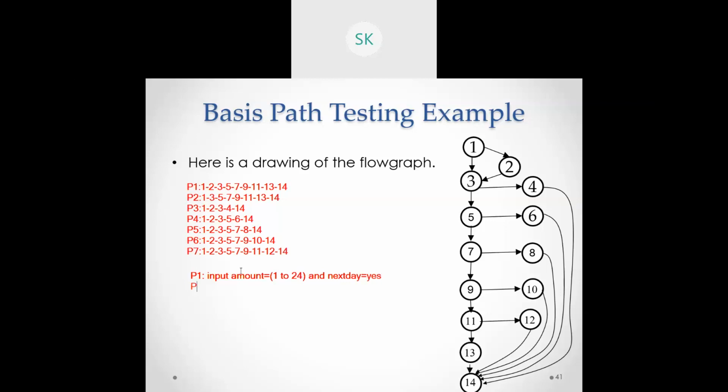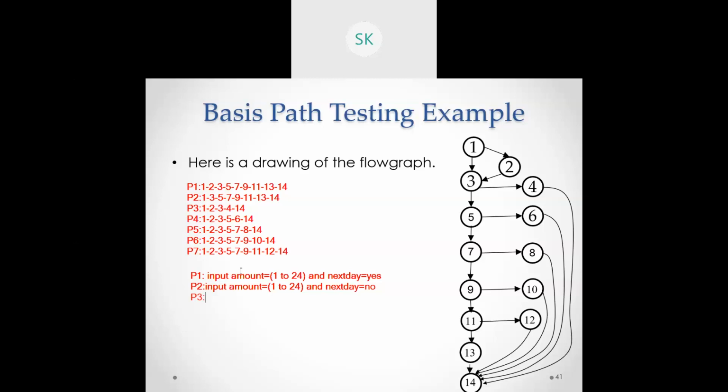So P2, if you want to fulfill it, then for the input domain, the amount will be one and the same. There is no change in the amount. I'm not going to change this amount: 1 to 24 itself. And here I'll be changing next day to take the value no. That means nothing is there. If no, 0 is the rush value. So based on that.